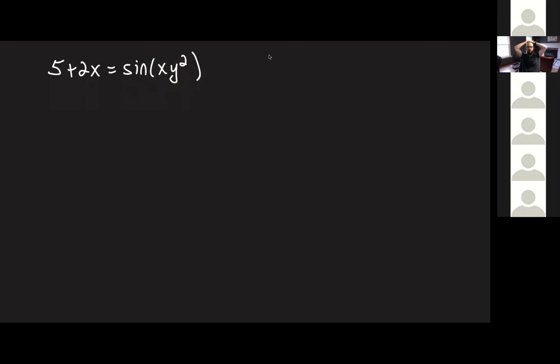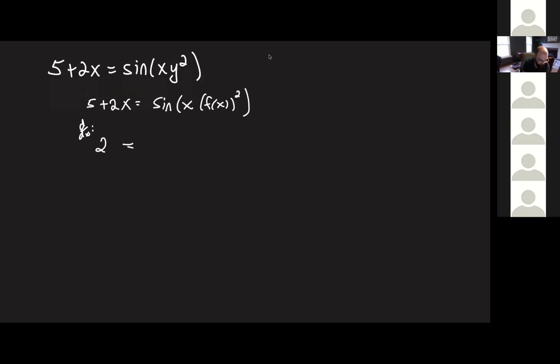I'm going to go through and replace all of my y's with f of x's. So we'll be left with something like this: 5 plus 2x equals sine of x times f of x squared. Now I'm going to take the derivative. On the left-hand side, we're going to get 0 plus 2, so the left-hand side is just going to be a 2 after I take the derivative. I'll make myself a little note here. We're taking the derivative, and now we're going to work out this whole thing.